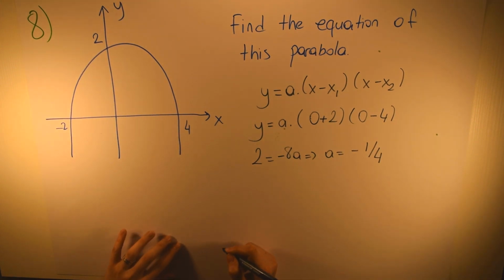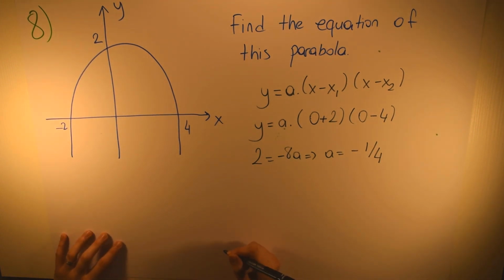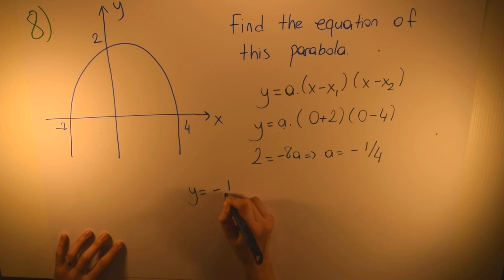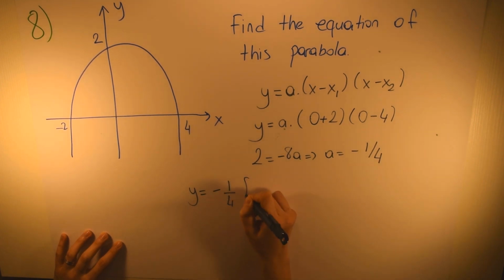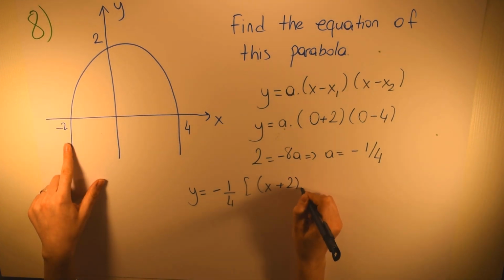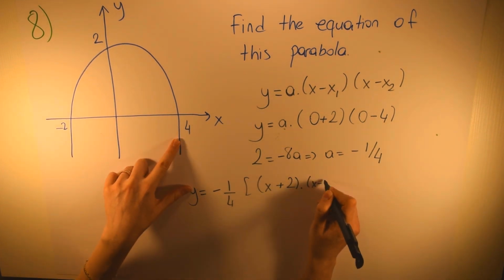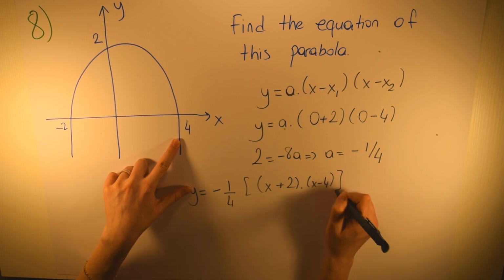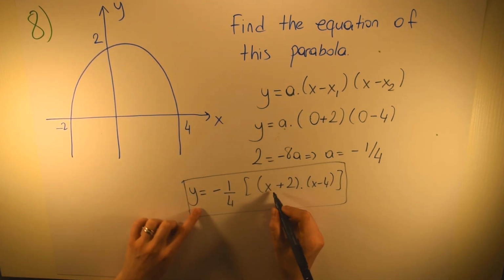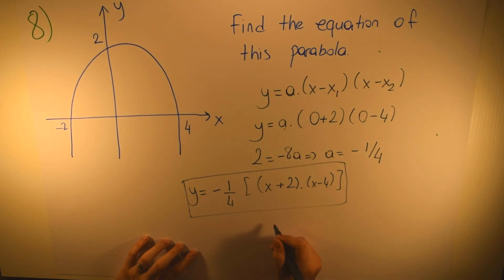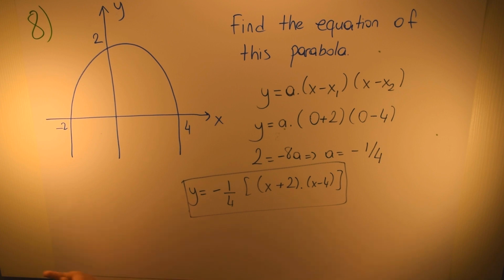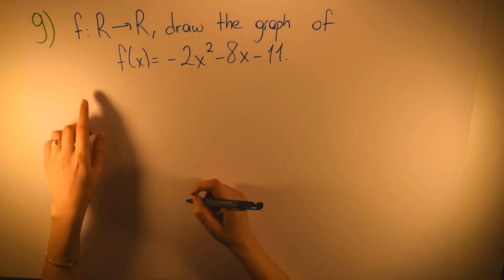So now we can write our equation easily, which is y is equal to minus 1 over 4 times x plus 2 times x minus 4. So this is the equation of this parabola. You can also extend this by multiplying by each other, but you can also leave it like this. Okay, let's continue with our 9th question.